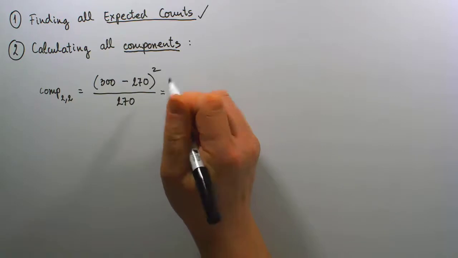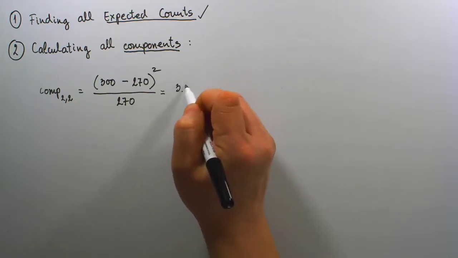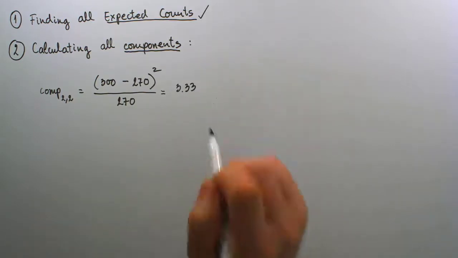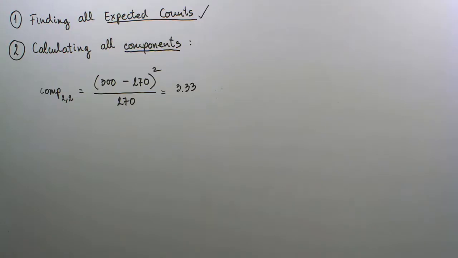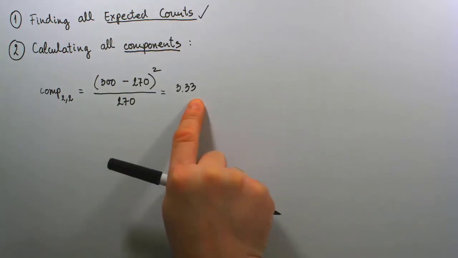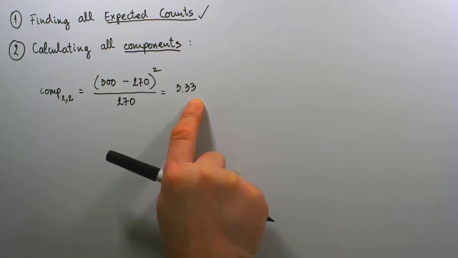Final calculation gave me 3.33 in 2 decimal places. And again, I'm using 2 decimal places here, but make sure you are watching for your rounding requirements in each problem that you're doing.